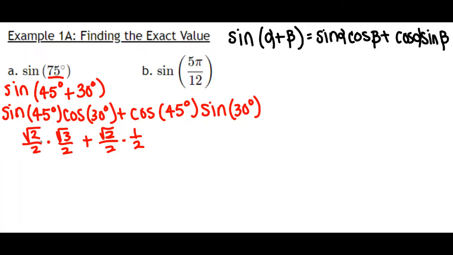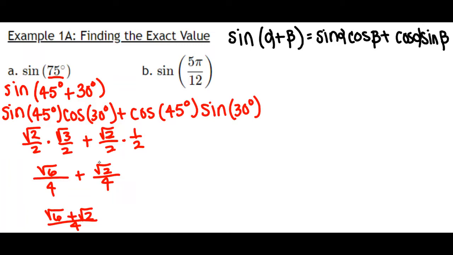Now we're going to go ahead and multiply each piece. So square root 2 times square root 3 is square root 6. 2 times 2 is 4. Plus square root 2 times 1 is square root 2. And 2 times 2 is 4. If we add these two together, we get our final result: the square root of 6 plus the square root of 2, all over 4. So this is the solution for my part A.